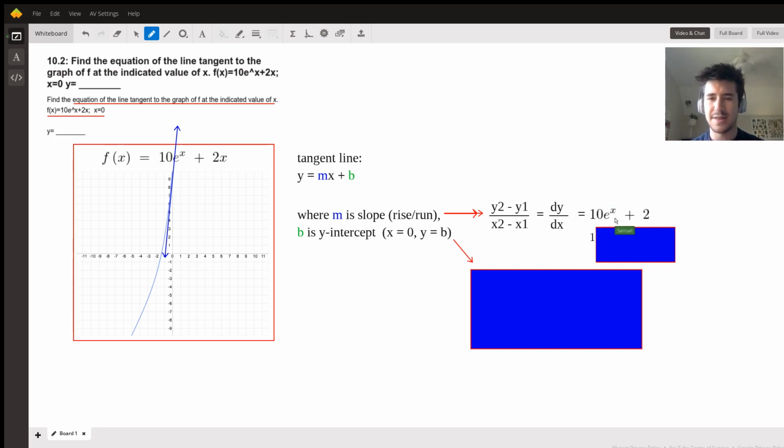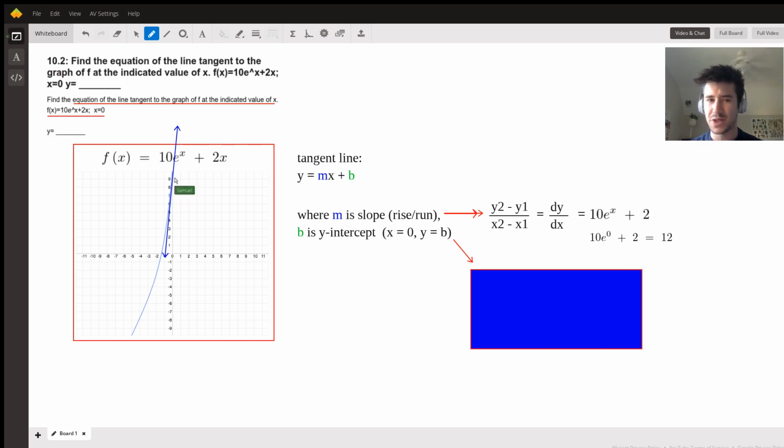Then I'll notice that this is supposed to be my slope. The derivative represents the slope at a point. So the point is where x is equal to 0, and I can plug 0 in. e to the 0 looks a little funny, but remember, anything that is not 0 raised to the 0 is 1. So 10 times 1 is 10, plus 2 is 12. So our slope when x is 0 is 12.